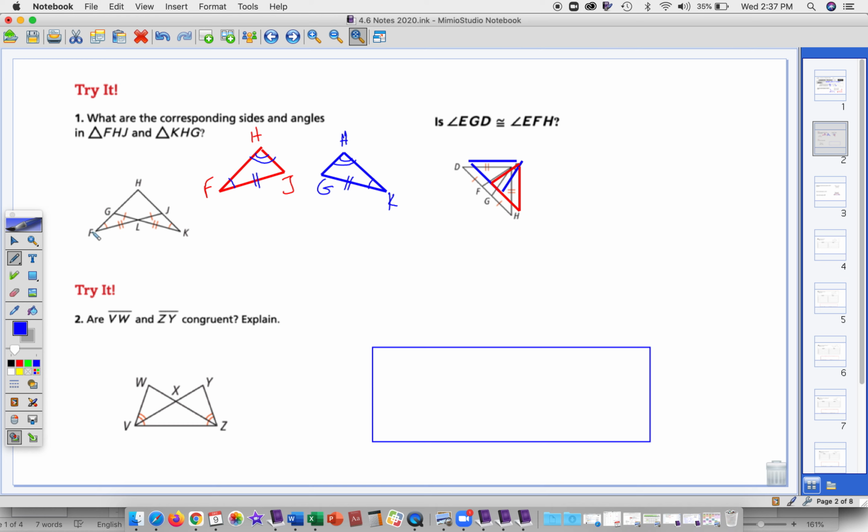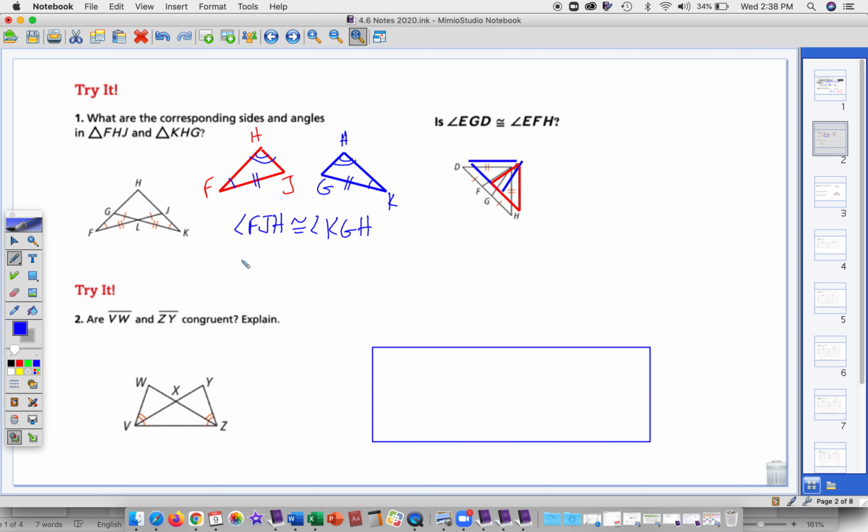It would probably be better, when we look at this, I'd probably say angle FJH is congruent to angle KGH. And I could follow that same order to say the two triangles are congruent. So that would be one pair of angles.